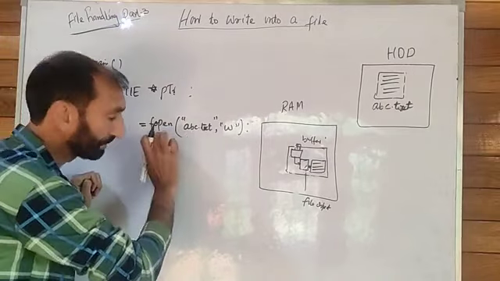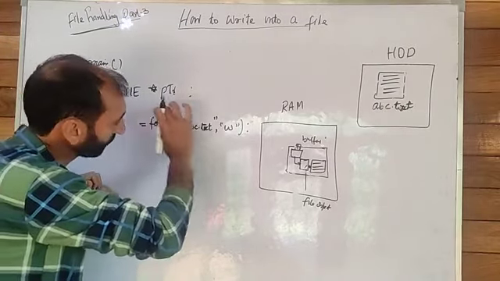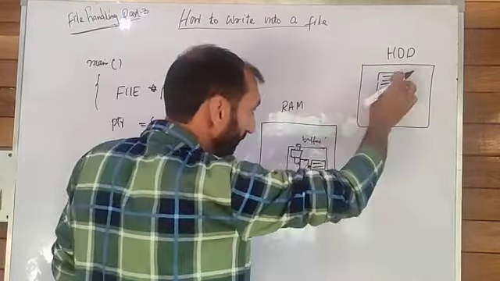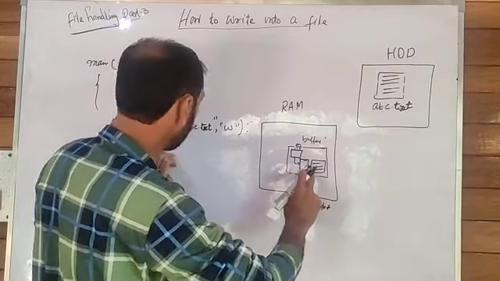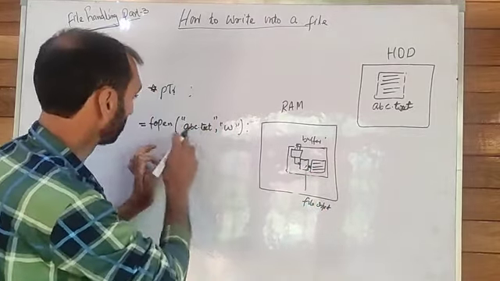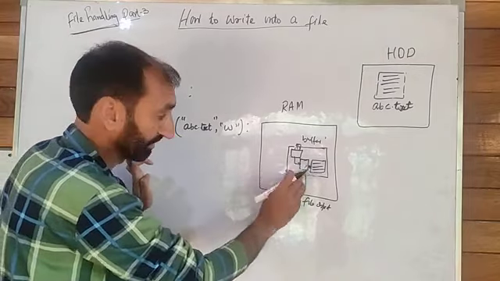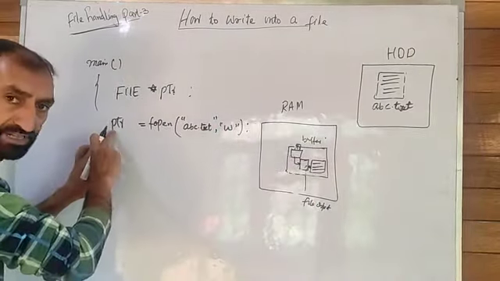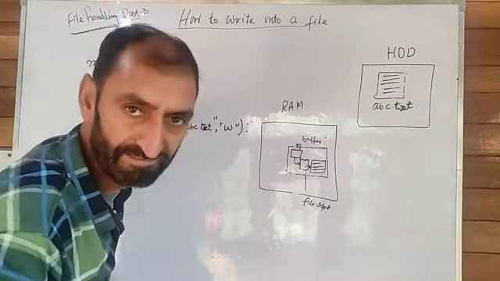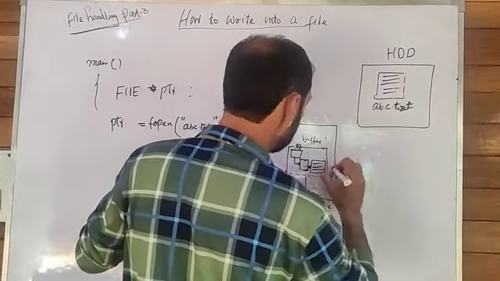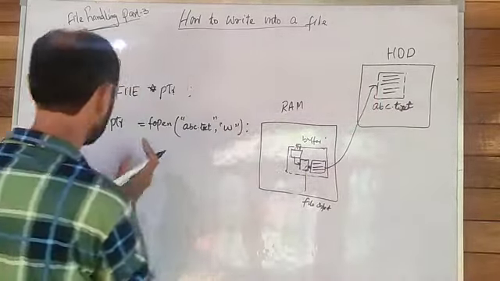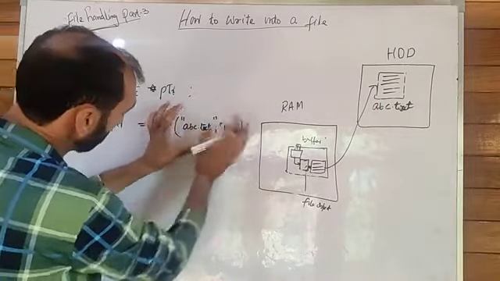What would this line do? What would be the output of the execution of this line? What will happen? This line will copy the contents of this abc file into the buffer, and a file object will be created which will return the address of this file object, and that is going to be stored in ptr. Now we can say that ptr contains the address of the abc file.